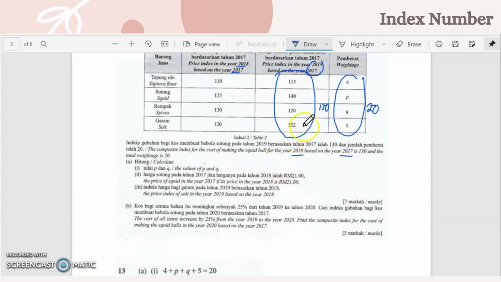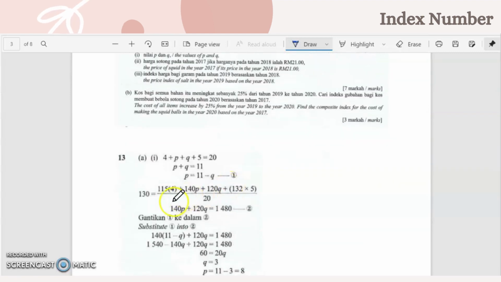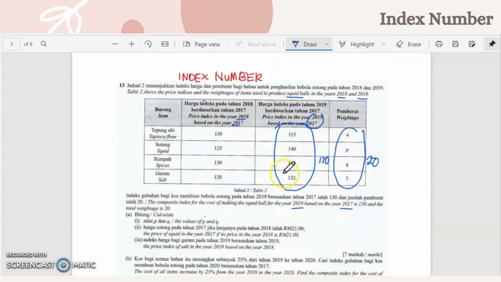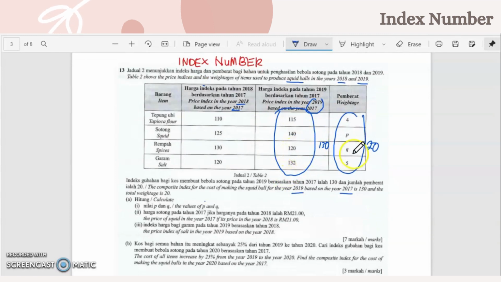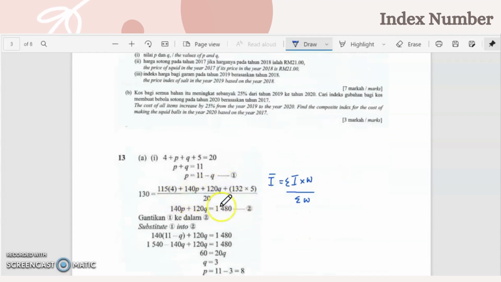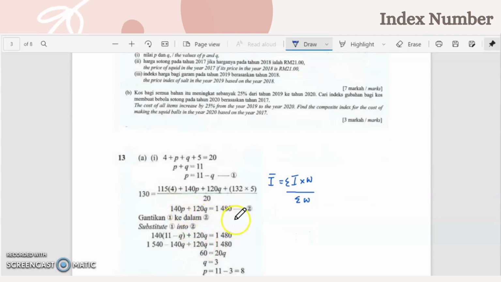Okay, so next we can use the composite index here, which is 130. So we substitute into the formula of the composite index. The formula for the composite index is: each price index times the weightage, total them, and then divide by the total weightage. So we have 115 times 4 plus 140 times P plus 120 times Q plus 132 times 5, and then we divide by the total weightage 20 and equate to the composite index, which is 130. Then we rearrange, we get the second equation.